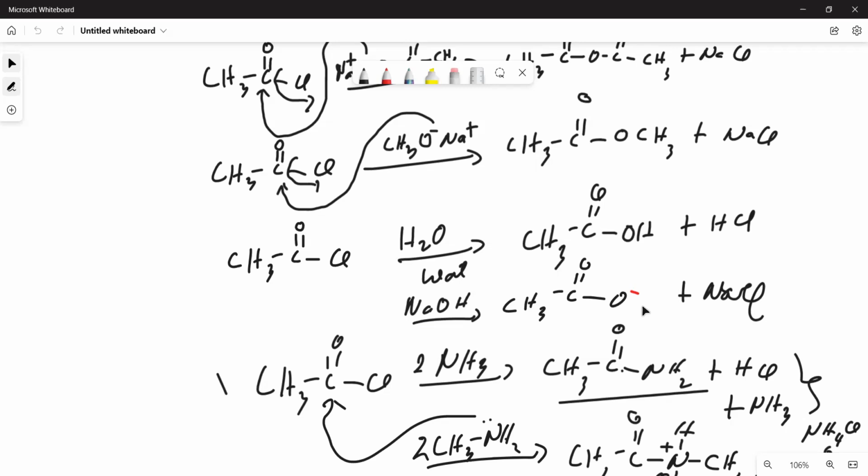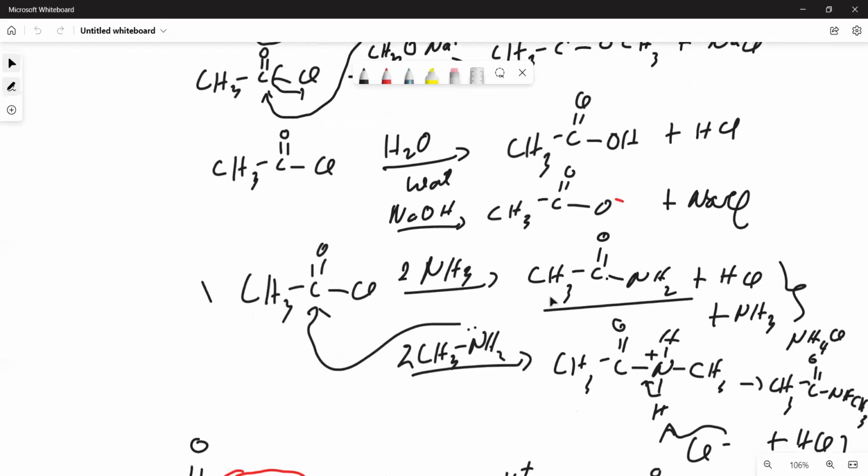But in the end, you cannot produce acid. You will produce the salt, because the H here is removed by the base. So that's why you end up with the salt, acetate, instead of acetic acid. That's the only difference.